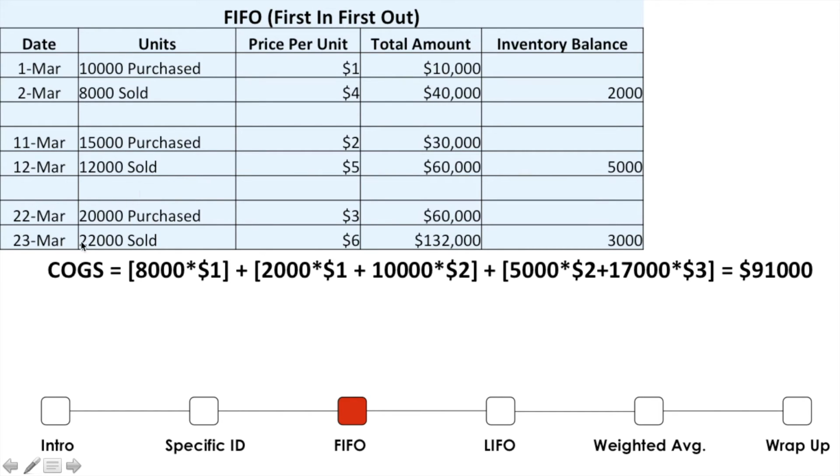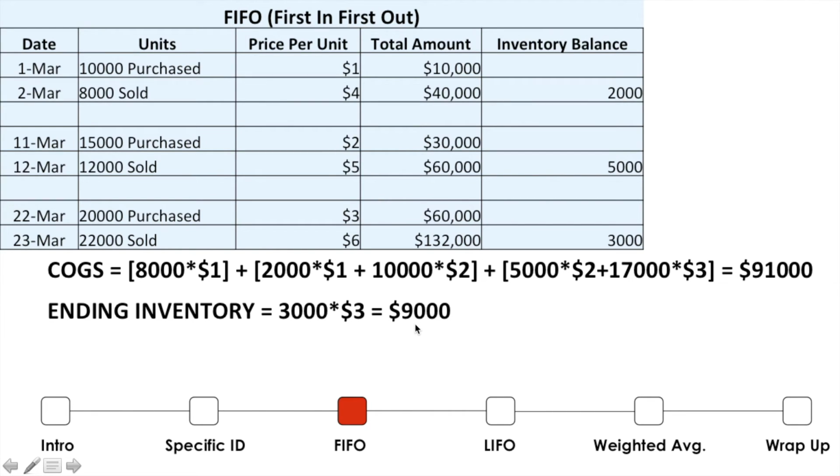And then on the 23rd, we sell 22,000 units, and we apply the same FIFO concept again. These 5,000 units get sold first because they were purchased before this 20,000. So we do 5,000 times $2 plus 17,000 to get us to 22,000 times $3 for a total COGS of $91,000. And then we have an ending inventory of 3,000 units where each unit costs $3 for a total ending inventory of $9,000.